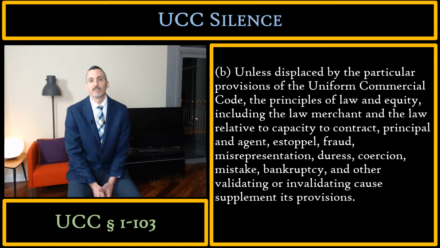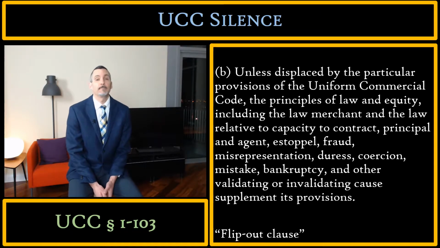What this provision is saying is that if the UCC is silent on a matter, if you have a sale of goods and the UCC is silent on the matter, you apply other laws, including the common law. So you indeed might have a sale of goods where you apply the common law. Why? Because the UCC is silent on the particular legal issue. My professor in law school called this the flip-out clause. So the idea is that if you have a contract for the sale of goods and the UCC is silent on the matter, you flip out to the common law.